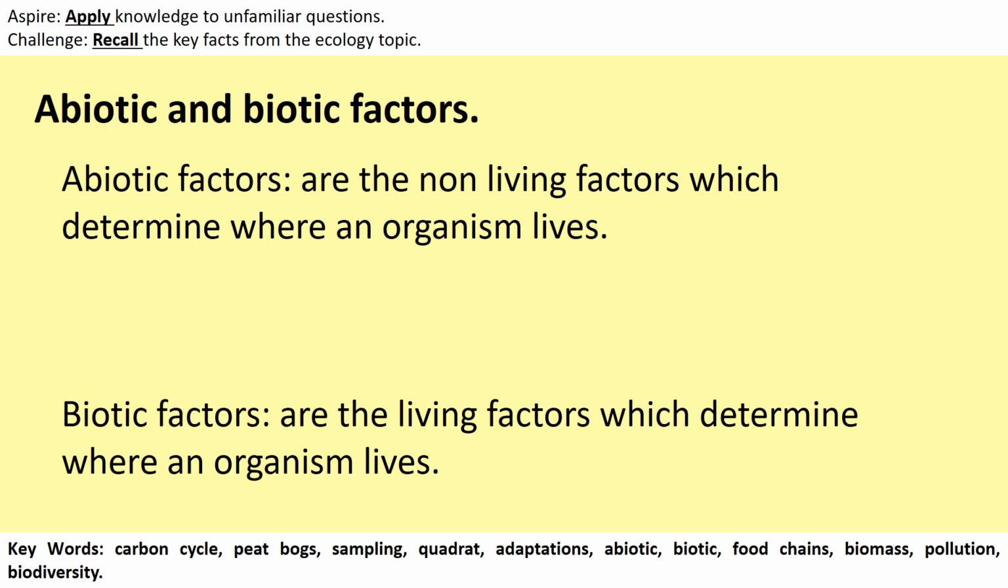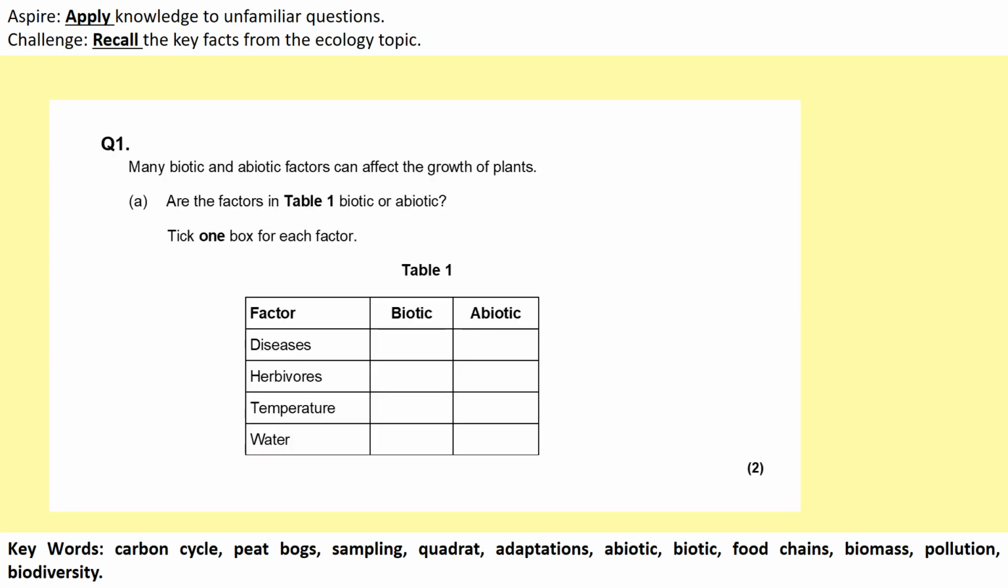So these are the type of questions that you would get. It's usually just a tick box, which one's biotic and which one's abiotic. AQA are really, really helpful here. They always say tick one box for each factor, which, surprise, surprise, means you can't tick two boxes in the same row. But lots of students still do this. So please read the questions really carefully.